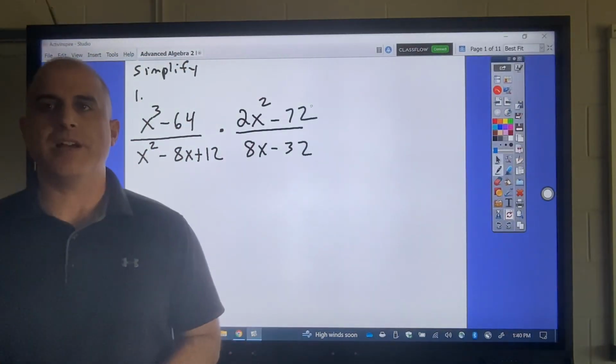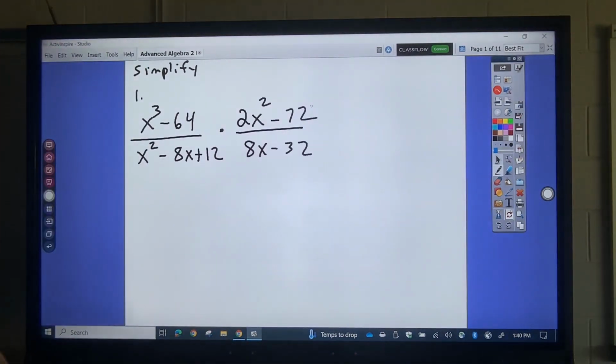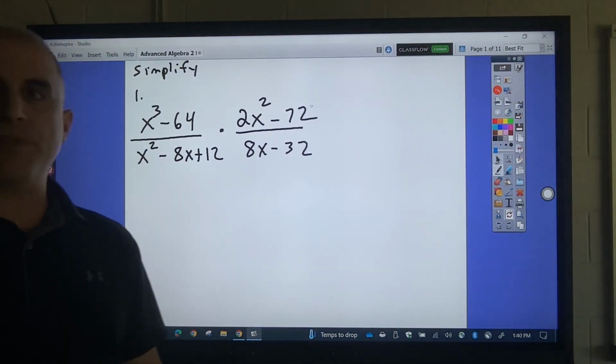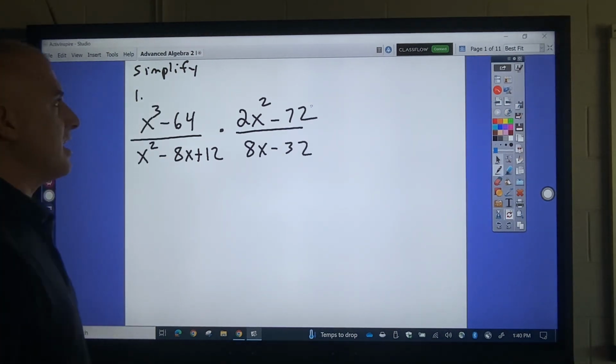Okay, this is going to be a lesson on rationals and simplifying rational expressions. We're going to go through multiplication, division, addition, subtraction, and then a complex fraction. All right, with multiplication, here's the concept.